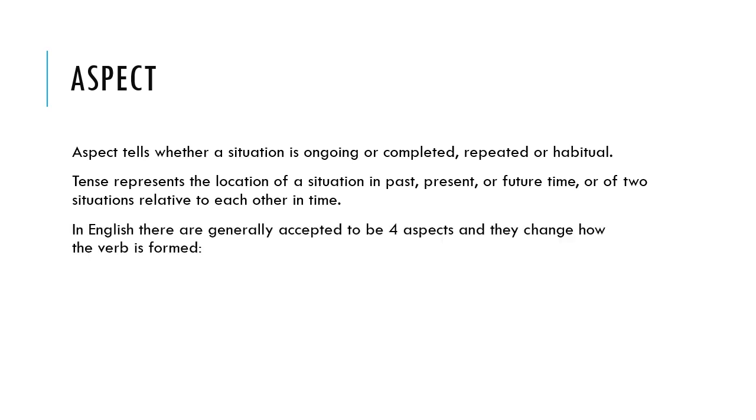In English, there are generally accepted to be four aspects and they change how the verb is formed. So the different aspects will require different forms of the verbs. We have simple, progressive, perfect, and perfect progressive. And they are all applied in past, present, or future. Then we will have at least 12 combinations of the English tense.